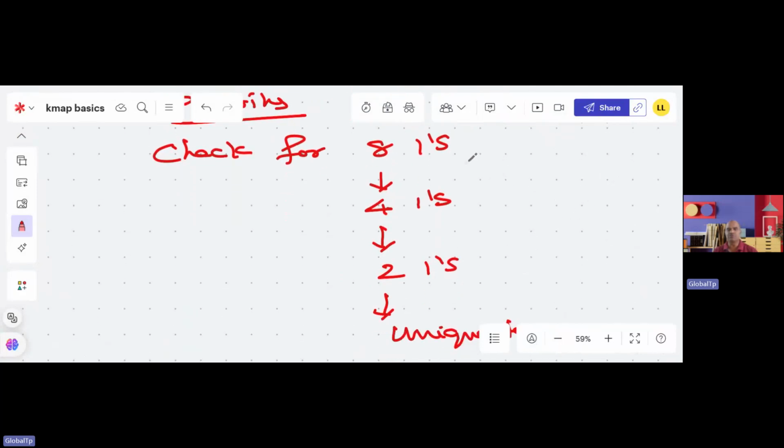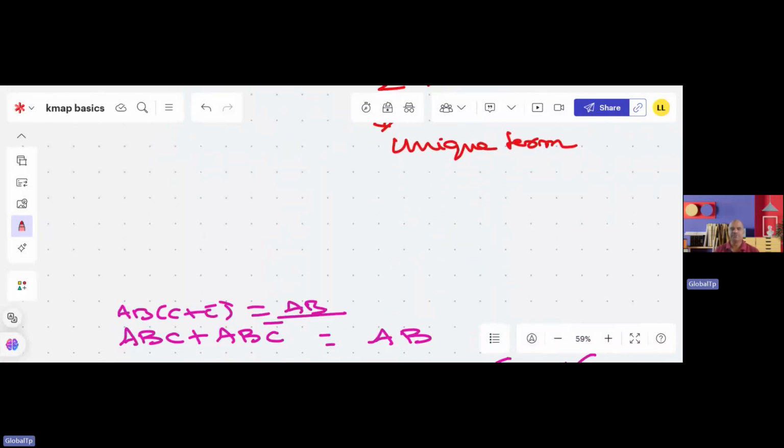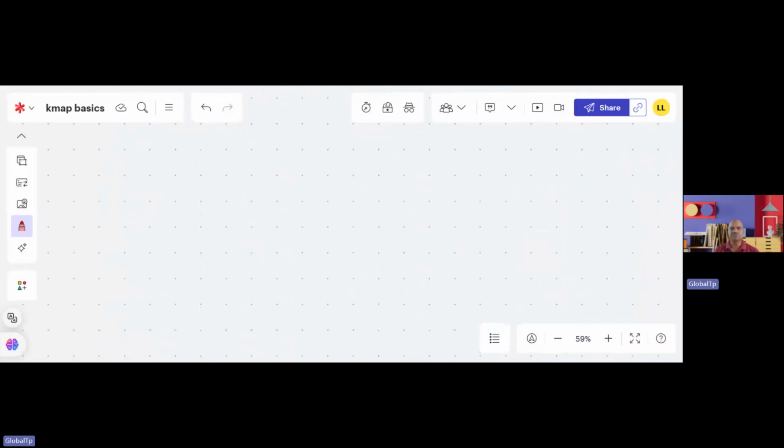While forming groups, we have to give preference like this. First, groups of 8 ones should be given preference, then 4 ones. If not possible, then you have to go with 4 ones. If 4 ones are also not possible, then you have to go with 2 ones, and only then you have to come to the unique term. So these are all the basics of Karnaugh map. Let us think how to form a Karnaugh map, and we can verify one simpler thing, and then if possible, we will check what all happens.